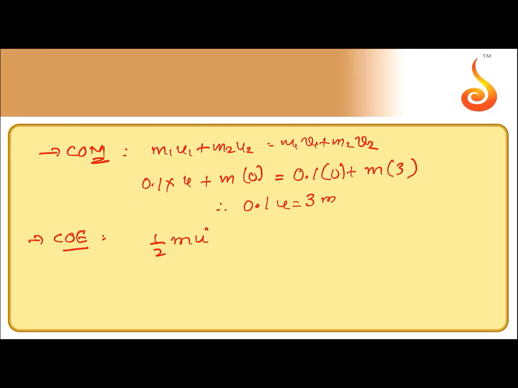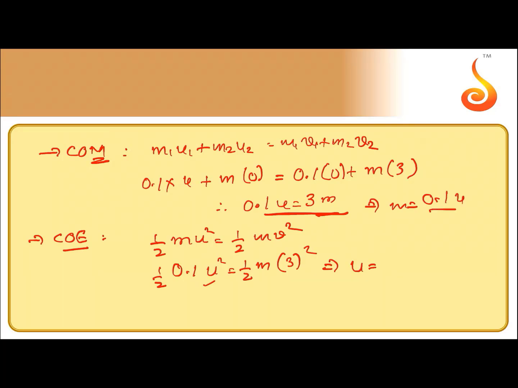Half mu square should be equal to half mv square. Right? So how do we find it out? Now we know that half into 0.1 u square is equal to half m into 3 square. Upon simplification, we know the value of u and m are related by this equation. So I can say m is equal to 0.1 u divided by 3. That is right. So you can go here and it gives us u is equal to 3.